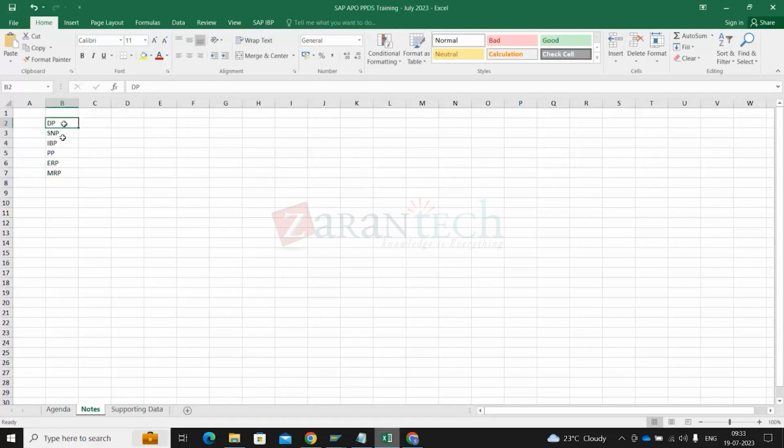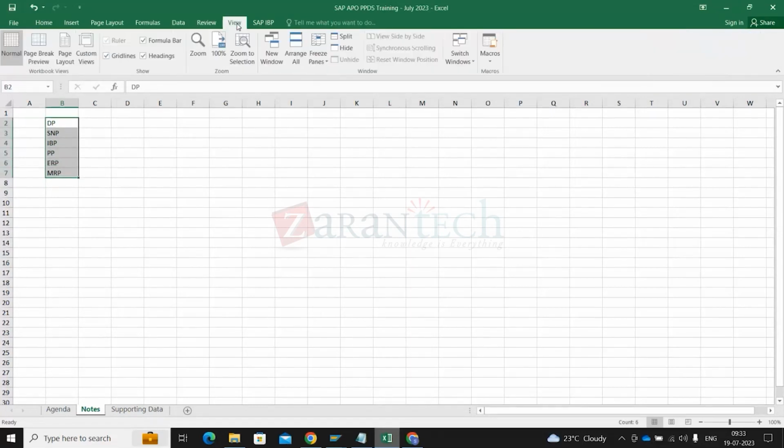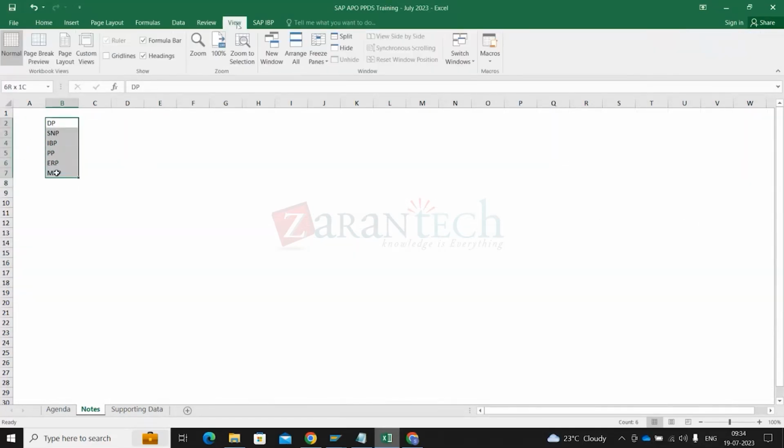Okay. So all these things, you are able to see my screen, right? Yes. Okay. So all these things are planning. This is demand planning. This is supply network planning. This is integrated business planning. This is production planning. This is enterprise resource planning. And this is material requirement planning, right? Yeah. So all these are different types of plannings.